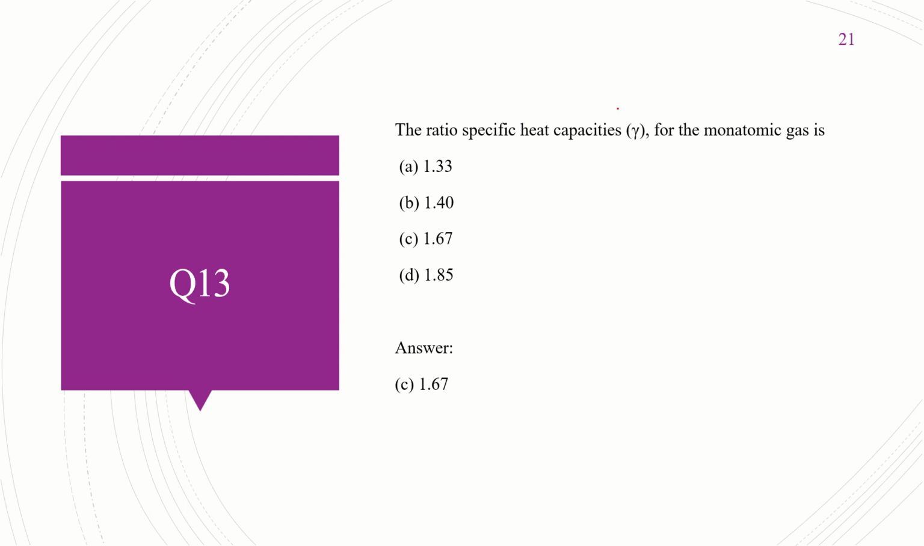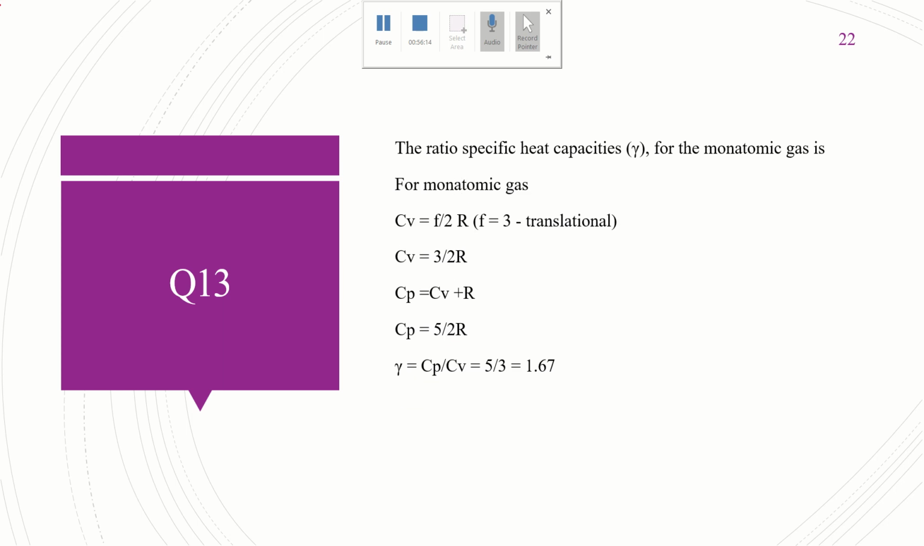So we'll just start with question 13. In question 13 it is asked that the ratio of specific heat capacity for a monatomic gas is 1.33, 1.40, 1.67, or 1.85. So the right answer is option C, 1.67. We'll see how that is the right answer.